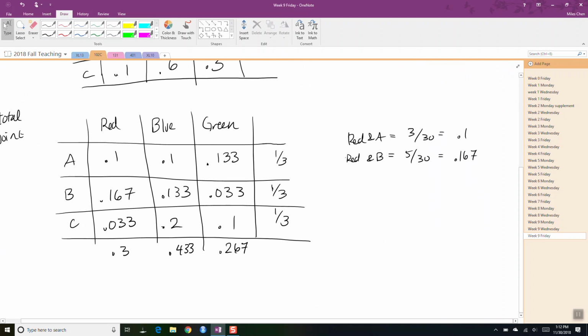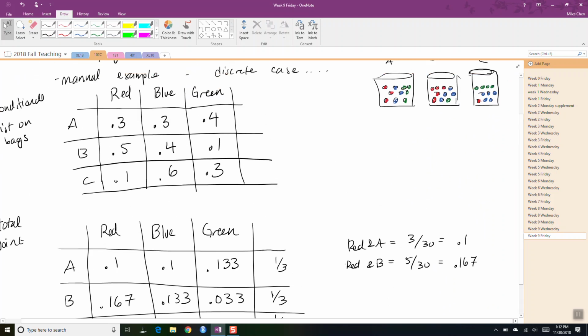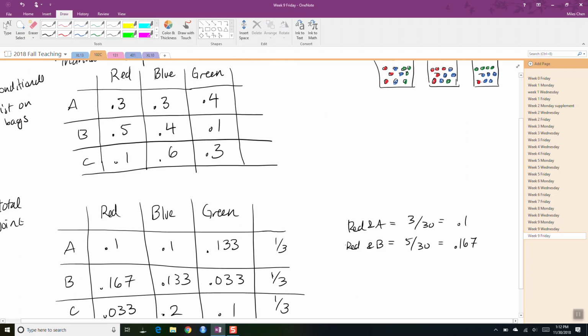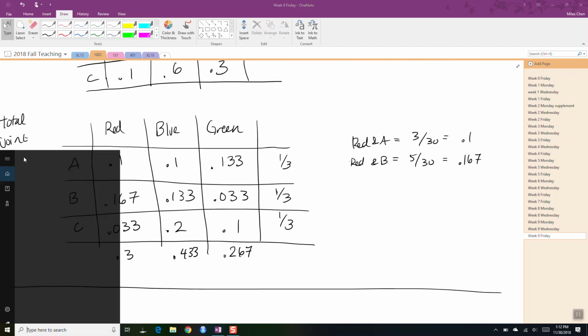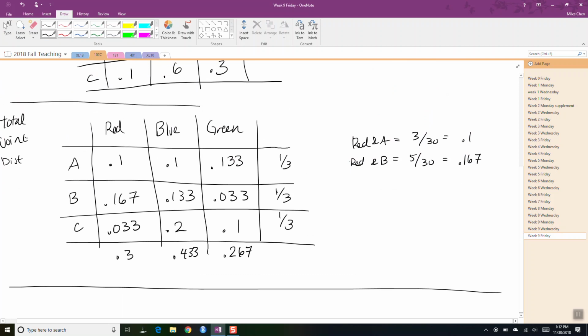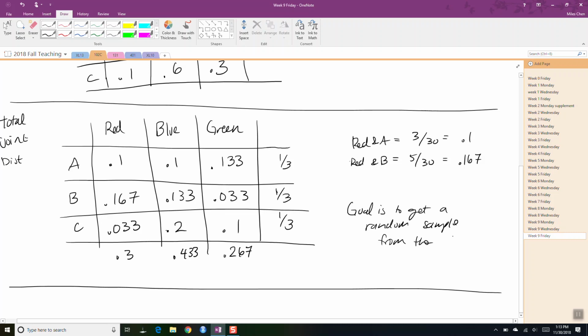Okay, so how would Gibbs sampling work here? So the idea of Gibbs sampling is we want to get samples from this joint distribution, right? So how could we do this? Well, we already have a conditional distribution based on the bags, okay? And so this is our total joint distribution. And the goal is to get a random sample from the joint distribution.